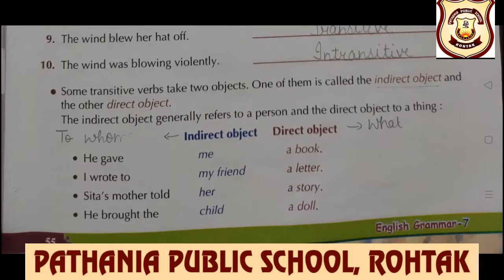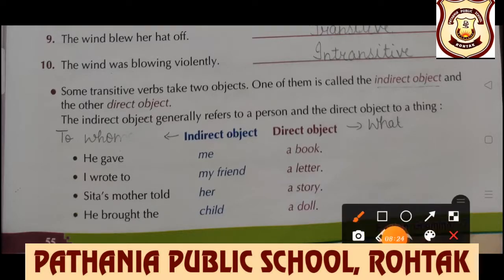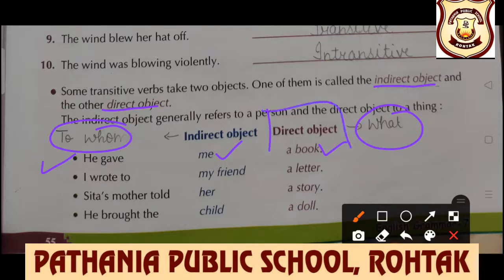Further, some transitive verbs take two objects. One is a direct object, another is an indirect object. Always remember, look at the example given here. He gave me a book. He gave what? A book. To whom? Me. So if you get the answer to what, that is the direct object. If you get the answer to whom, that is the indirect object.